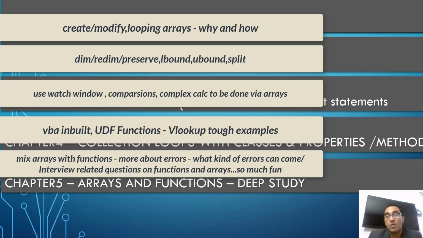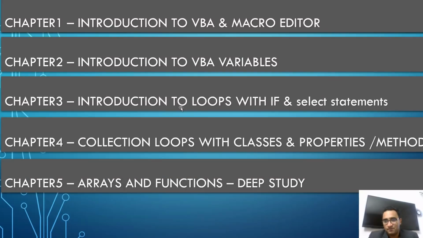So what is a lower bound, upper bound? Why do we need it in the loops? Arrays and the functions are very fantastic, very knowledgeable. Every programmer needs to know this. What is a Split function? How does it create the arrays? So the combination of arrays and the functions is something we will do together.